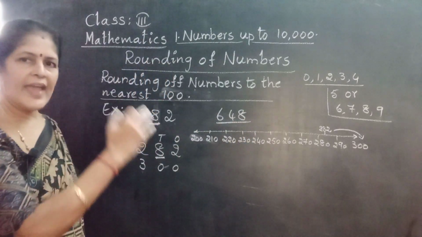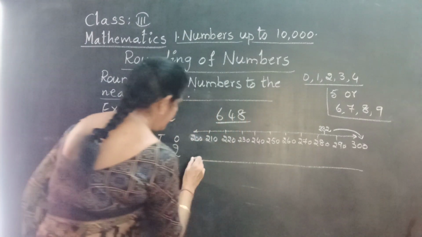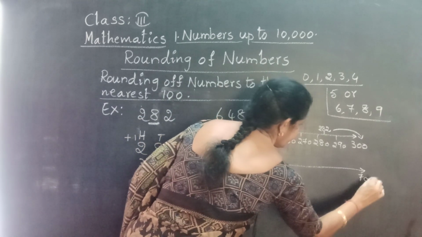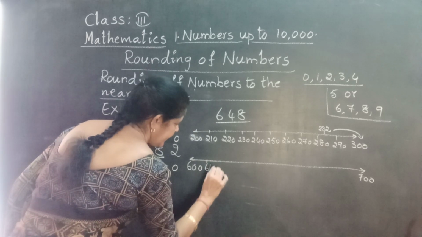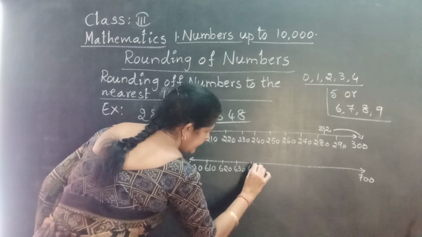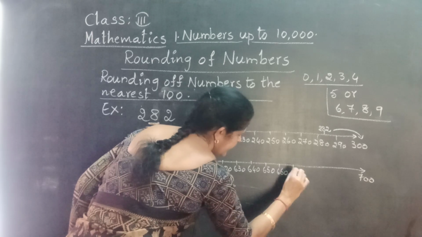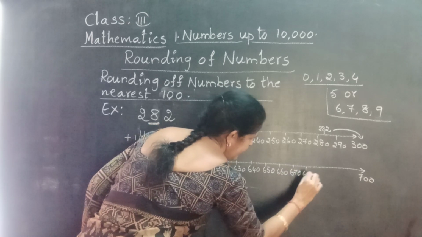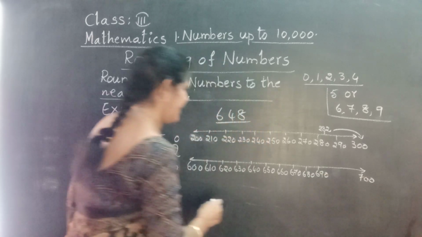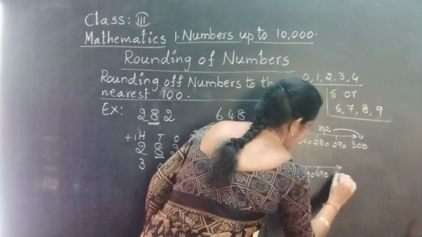The second number is 648. It lies between 600 and 700. Draw the number line of 600 and 700. 610, 620, 630, 640, 650, 660, 670, 680, 690, 700.